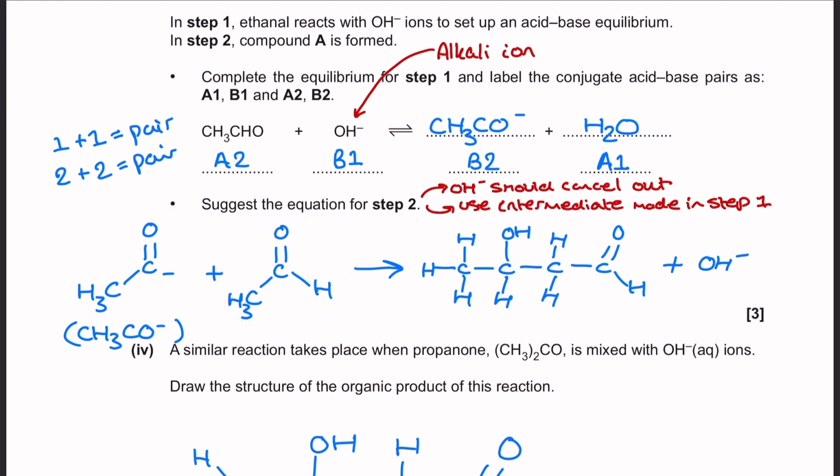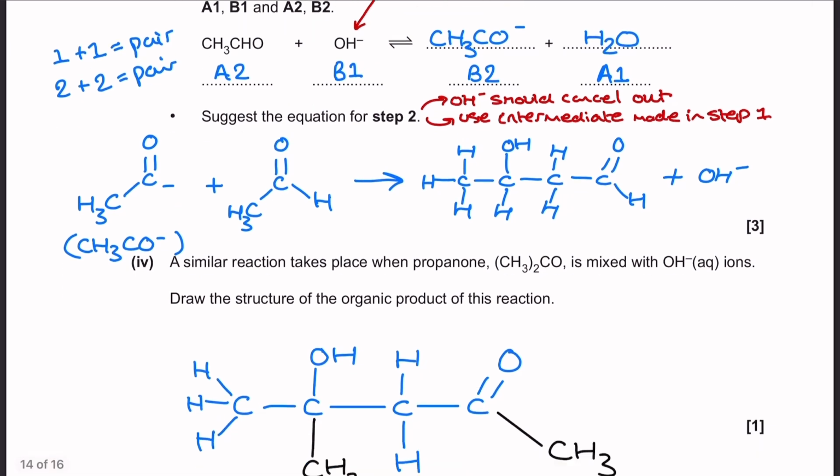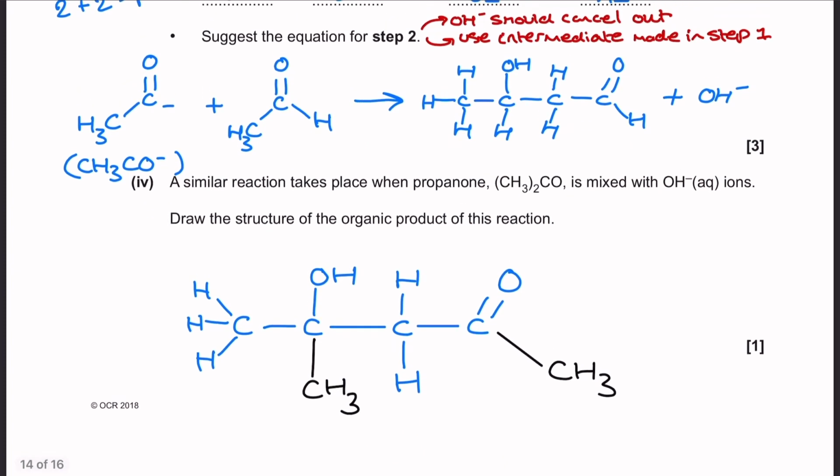What a lot to consider. Really difficult question. So well done if you've done this and got that right. But that's unified chemistry. It's going to be difficult. A similar reaction takes place when propanone is mixed with OH minus ions. Draw the structure of the organic product of this reaction.